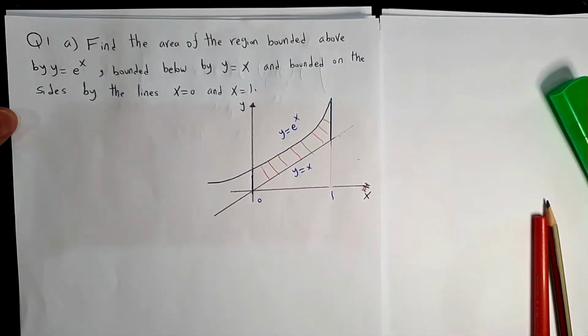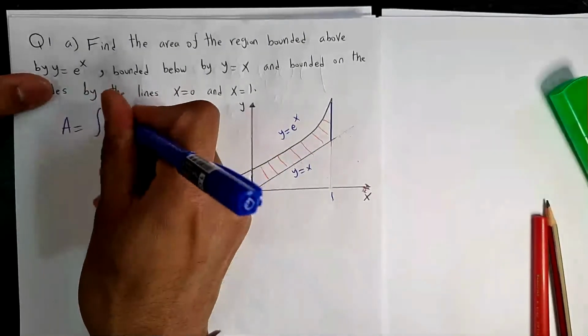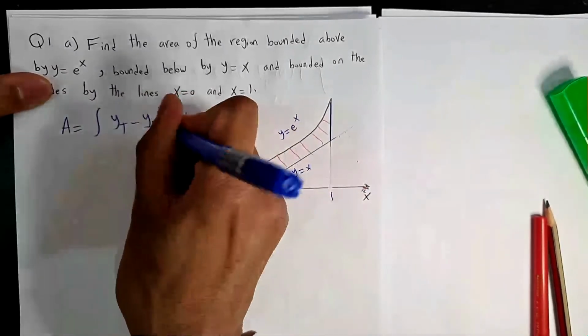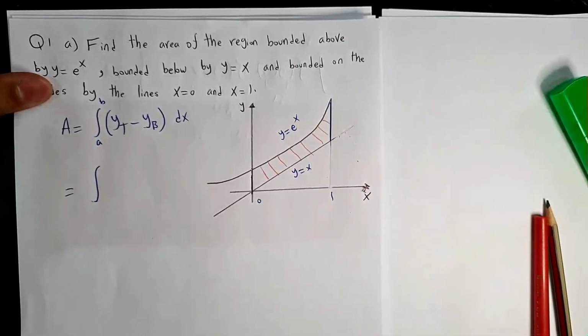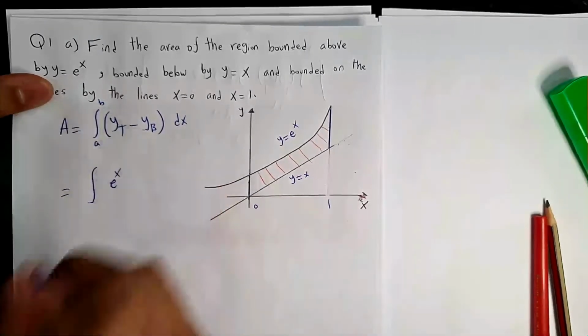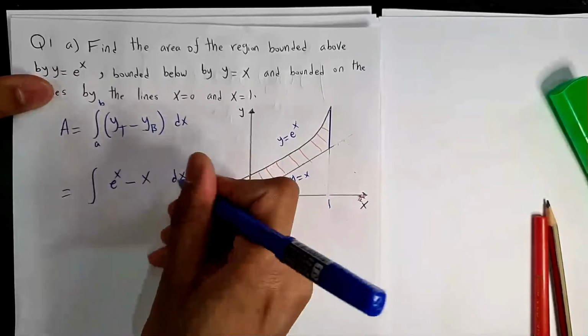Now, what is the area according to our formula? Area is equal to the integral of y top minus y bottom dx. I will write it so that you memorize the definition. Evaluated from A to B. Question for you. What is the top function here? Clearly it is what? e to the x. Minus, what is my bottom function? It is x. And here dx.